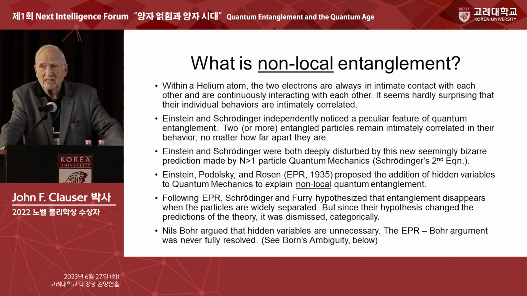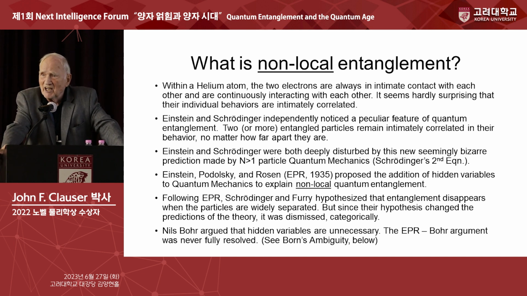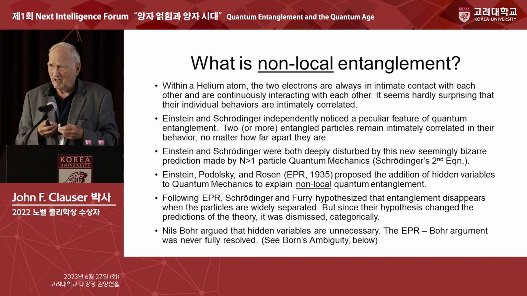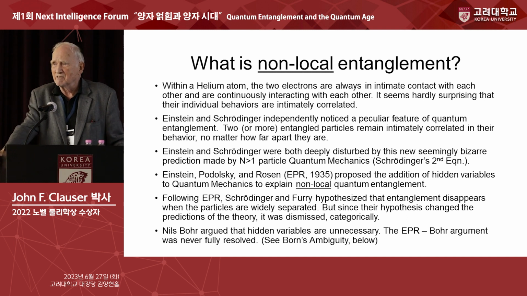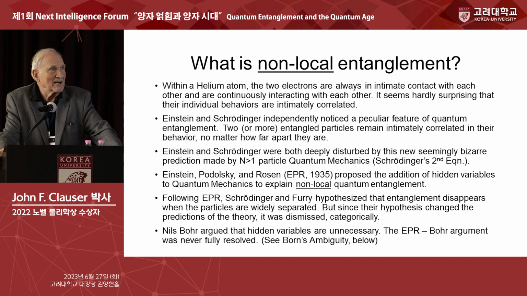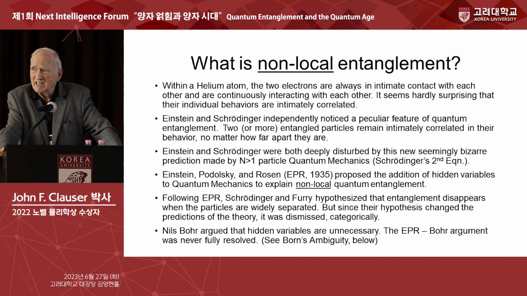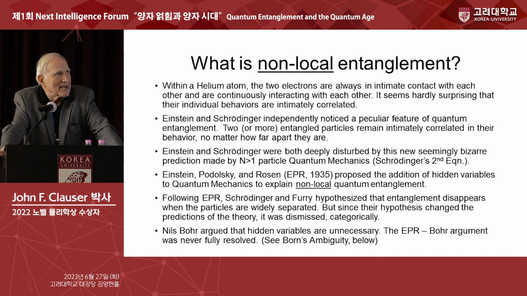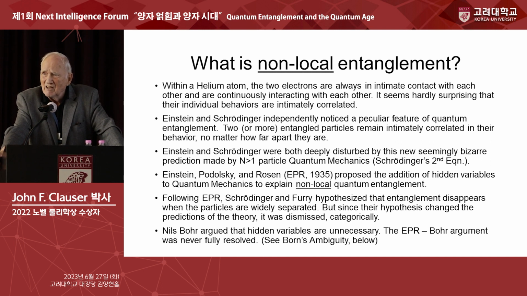Okay, so what is non-local entanglement? This was the most surprising part. Within a helium atom, the two electrons are intimately buzzing around each other in close proximity, so it would be hardly surprising if their behaviors were not somehow correlated with each other. On the other hand, Einstein and Schrodinger both observed a very peculiar feature of quantum entanglement, that the particles had this intimate correlation with each other, no matter how far apart they were.